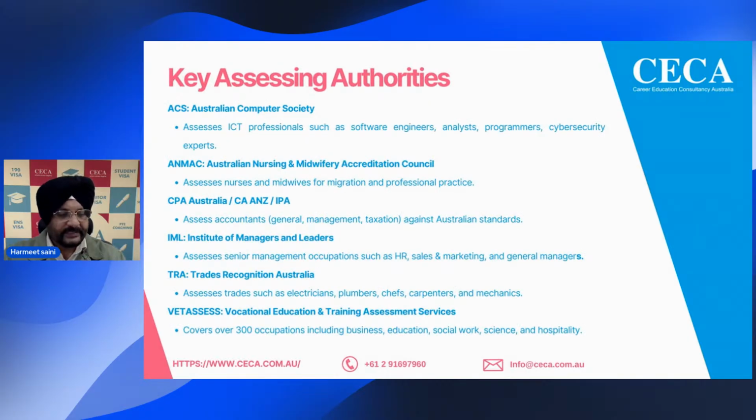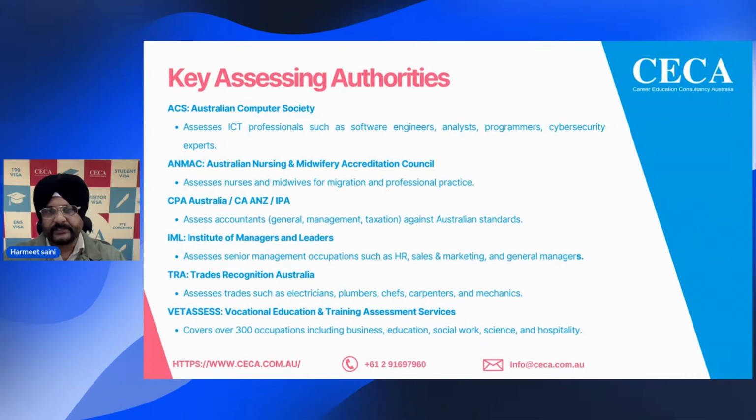There are various skill assessing authorities available, depending upon your occupation. Each occupation has its own assessing authority. There are some examples on the screen you can see: ACS, NMAC, CPA, IPA, CNZ, IML, TRA, VETSS, even AITSL, Engineers Australia, and many more. There are a lot of assessing authorities, depending upon your qualification and work experience, and which ANZSCO code you are going for.